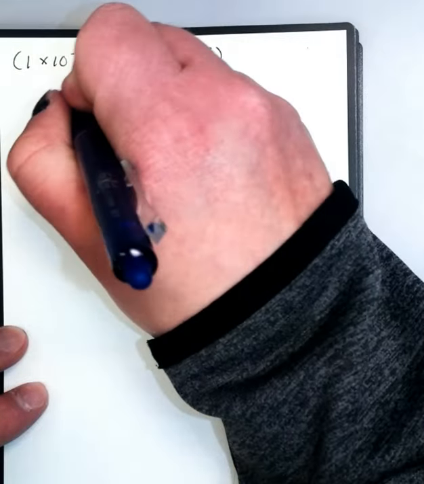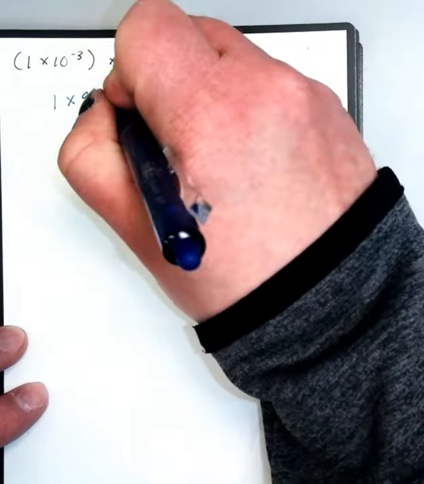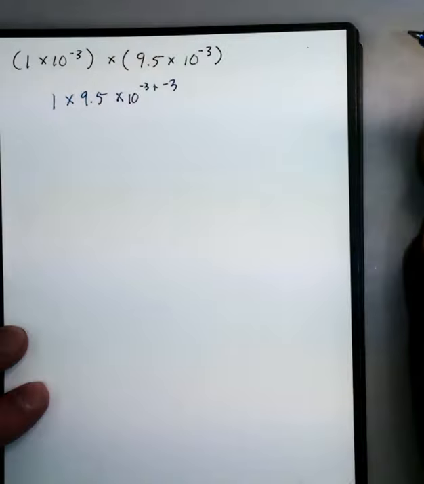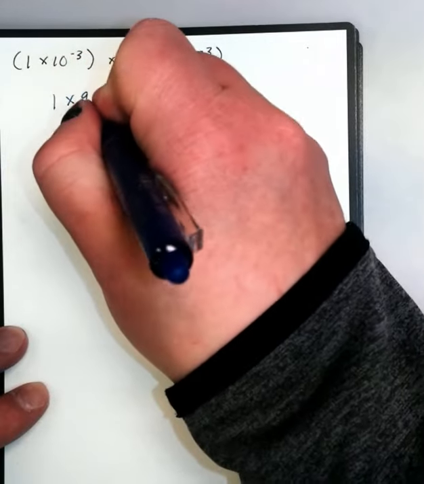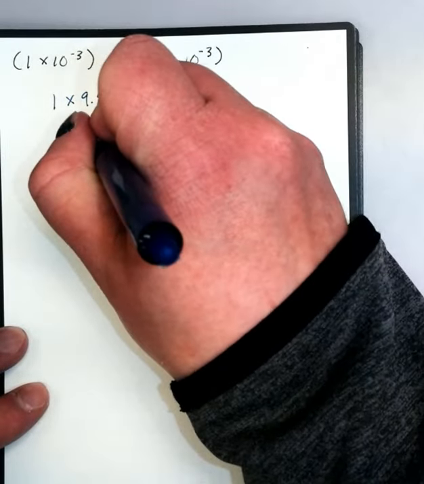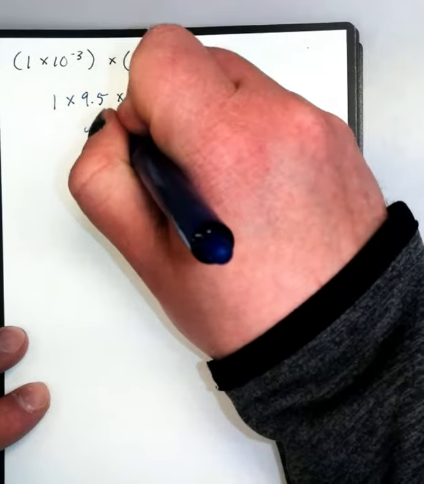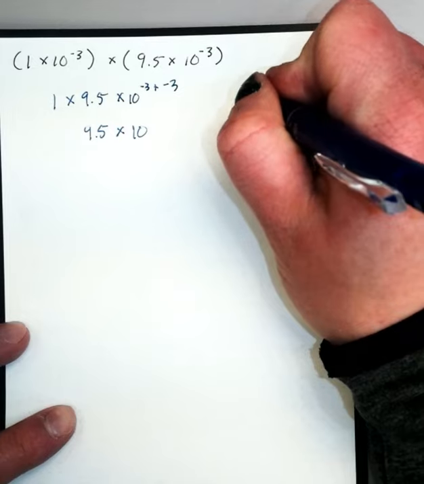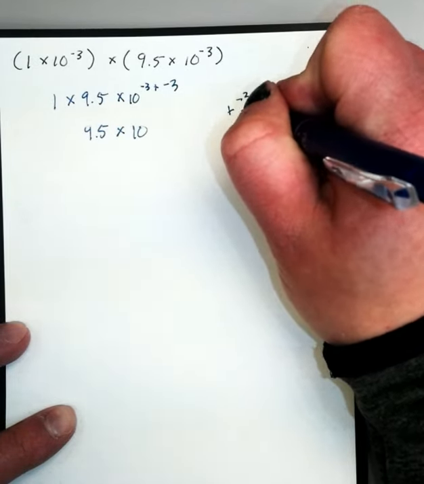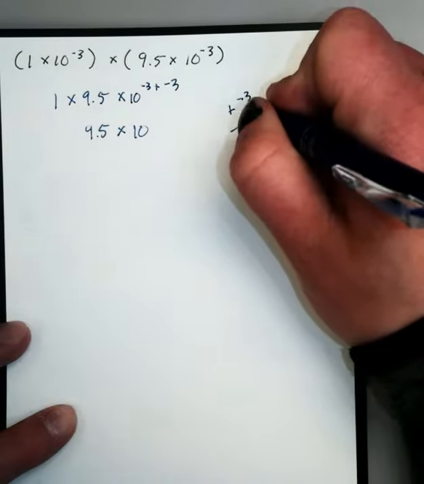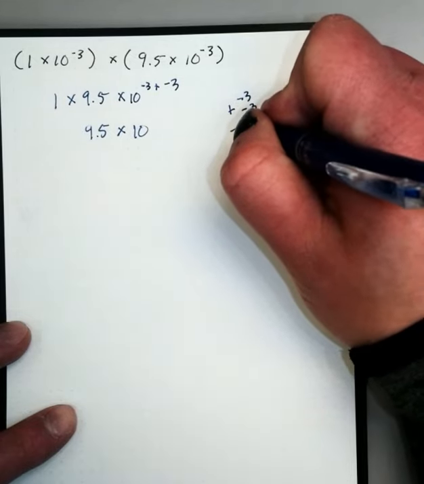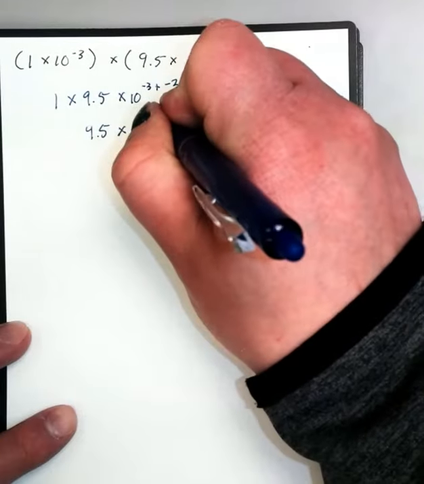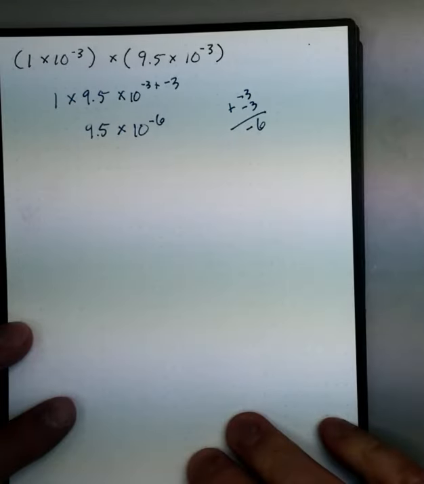Welcome back. We're going to have 1 times 9.5 times 10 to the negative third plus negative 3. 1 times any number is just that number, so this is 9.5 times 10. Remember, a negative plus another negative, they don't cancel each other out. This is like saying 3 plus 3. This is negative 6.